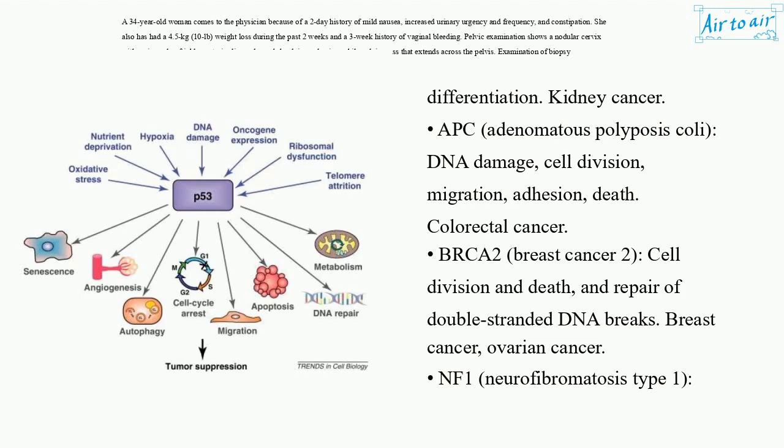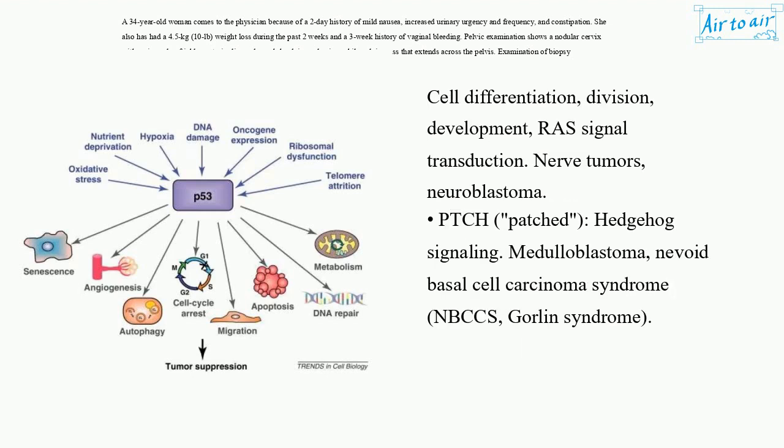colorectal cancer. BRCA2, breast cancer 2: cell division and death, and repair of double-stranded DNA breaks; breast cancer, ovarian cancer. NF1, neurofibromatosis type 1: cell differentiation, division, development, Ras signal transduction; nerve tumors, neuroblastoma. PTCH, patched, hedgehog signaling: medulloblastoma, nevoid basal cell carcinoma syndrome, NBCCS, Gorlin syndrome.